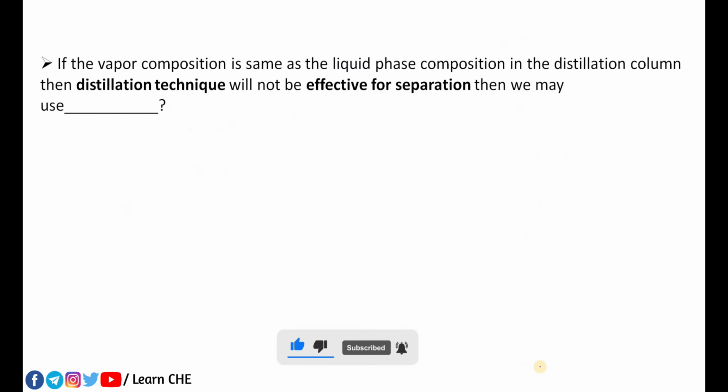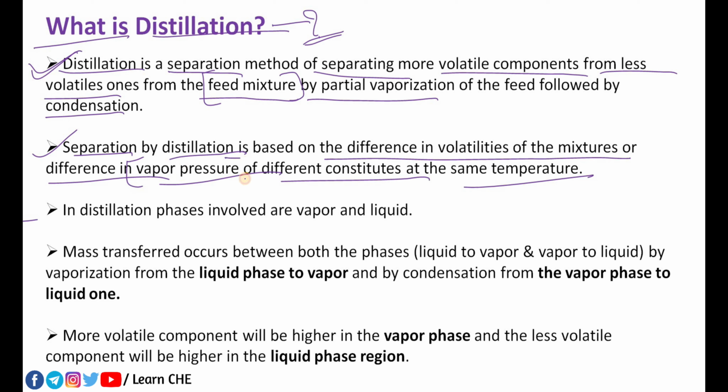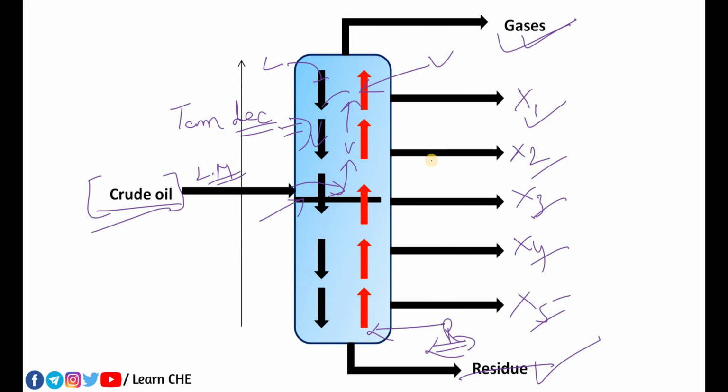It depends upon the vapor pressure of the mixture as well as on the boiling point, you may also say. What does that mean? It means that the gas will have a different vapor pressure. This x1, this x2, this x3, this x4 will have different vapor pressures as well as different boiling points, right? Because of this difference, we get different fractions from different regions of the distillation column.